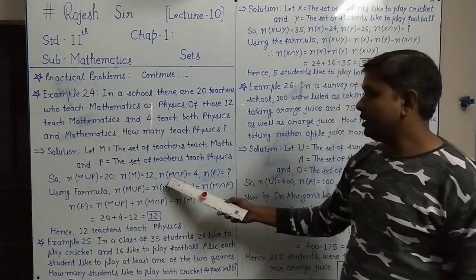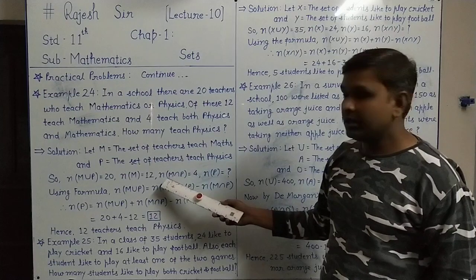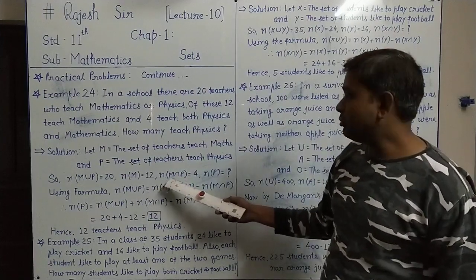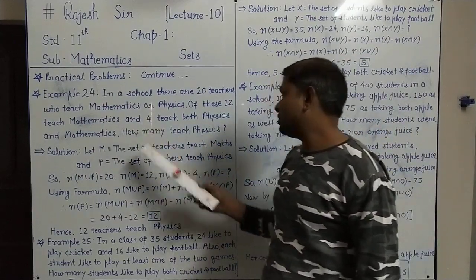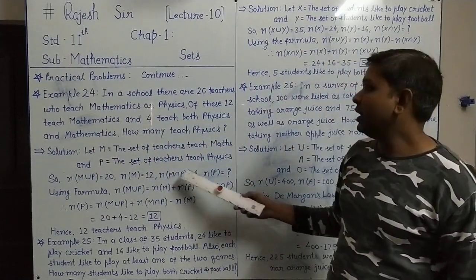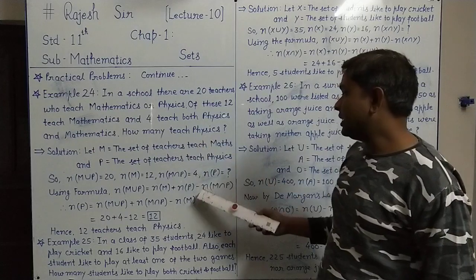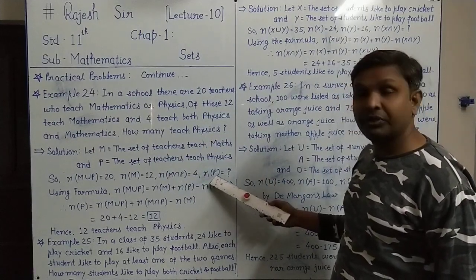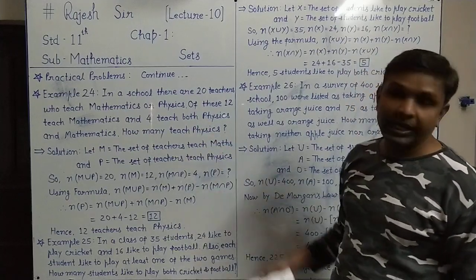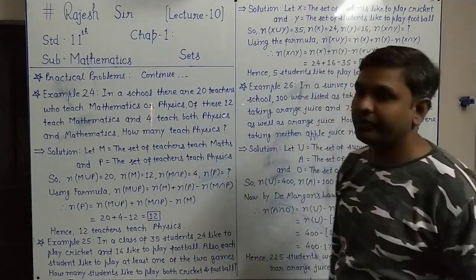M intersection P shows the number of teachers teaching both maths and physics. Both maths and physics are taught by 4 teachers, so 4. And how many teachers teach physics? That is n(P), which shows the number of teachers teaching physics. That is the question here, and we want to find out this n(P).